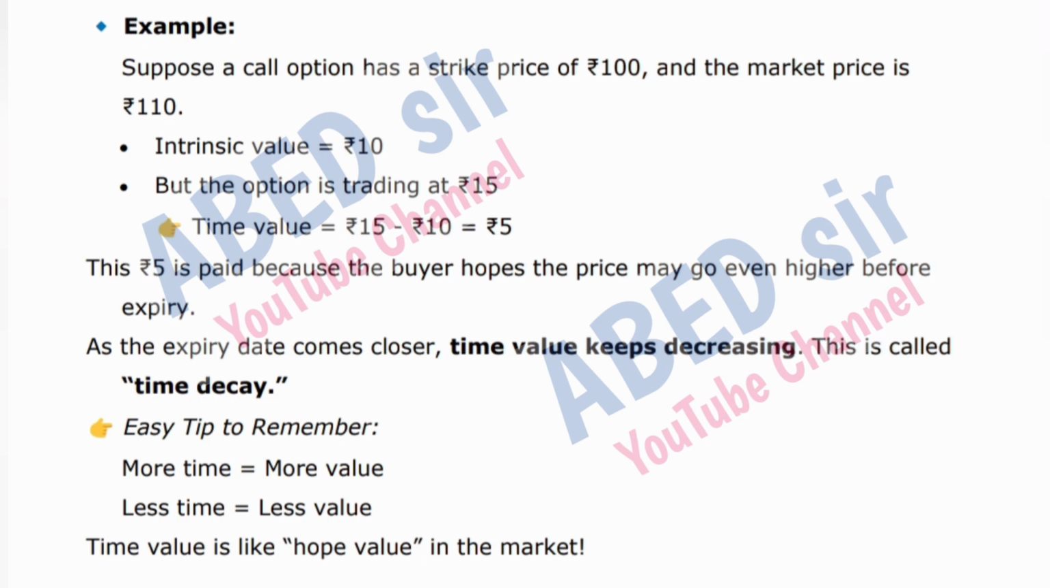Intrinsic value is equal to 10 rupees. But the option is trading at 15 rupees. Time value is equal to 15 minus 10, which is equal to 5 rupees. This 5 rupees is paid because the buyer hopes the price may go even higher before expiry. As the expiry date comes closer, time value keeps decreasing. This is called time decay. Easy tip to remember. More time is equal to more value. Less time is equal to less value. Time value is like hope value in the market.